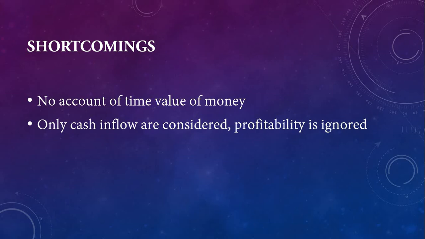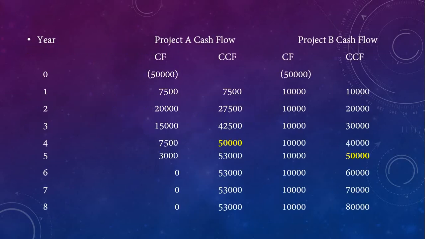So there are some shortcomings of this method, that it doesn't consider the time value of money, and on the same line it considers only cash inflows and profitability is ignored. Profitability, this point we can understand with the help of this example, that in the 6th, 7th and 8th years, the project A cash inflow is 0.